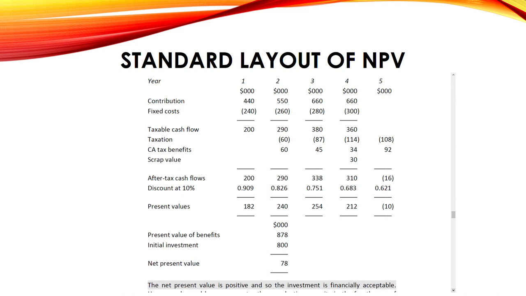This one line you also have to write. If it's positive, you accept the project. If it's negative, you don't accept the project. Why? Net present value, if it's positive, means it will increase the shareholders' wealth. If it's negative, it will not increase the shareholders' wealth. Hence, your primary goal was what? The primary goal of financial management is to increase the shareholders' wealth.